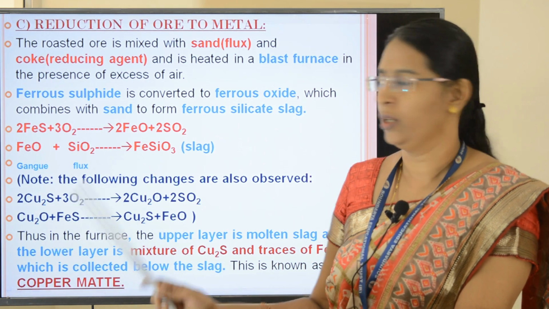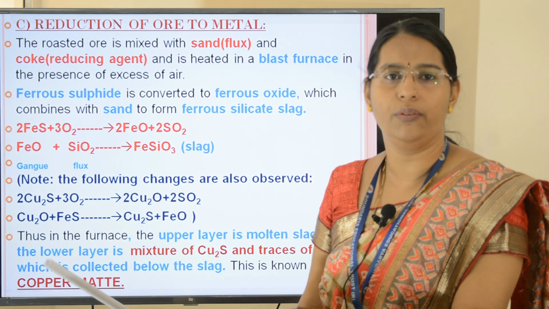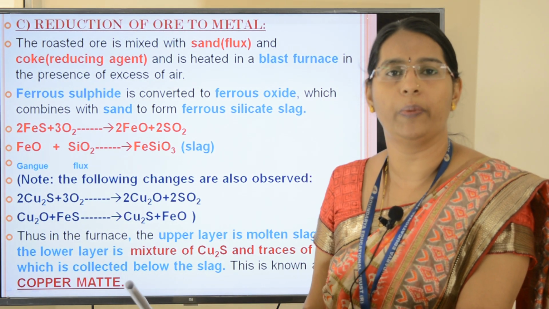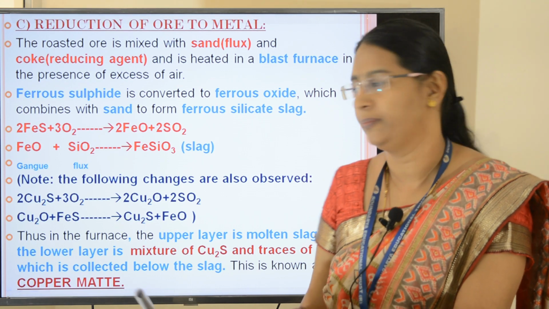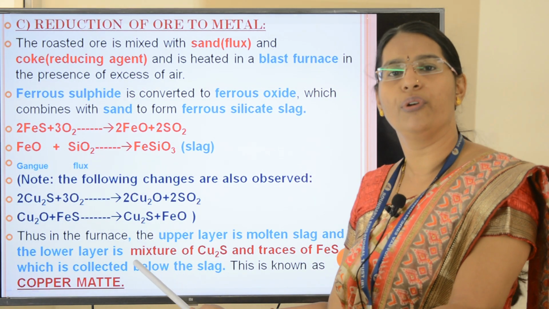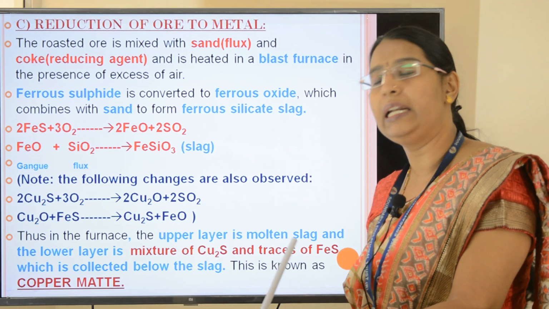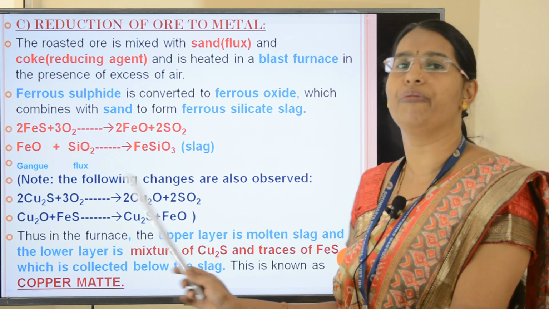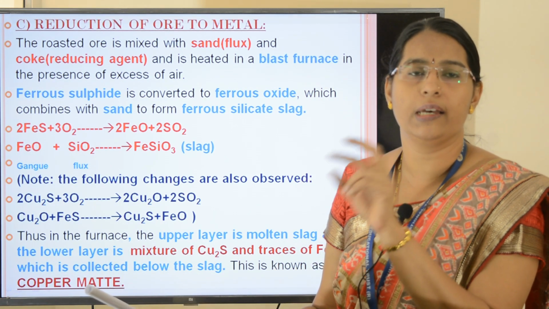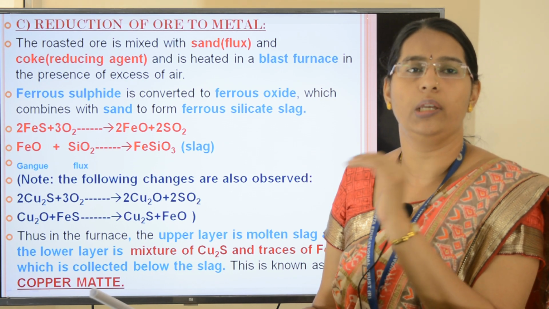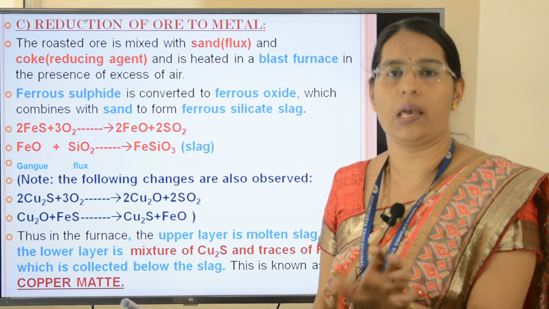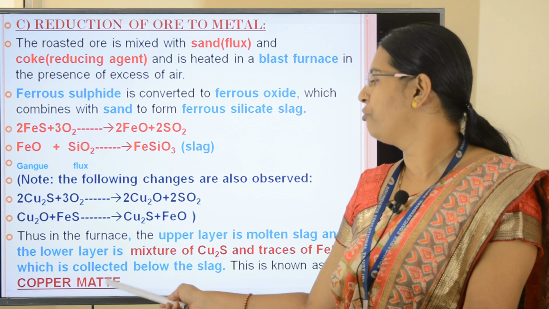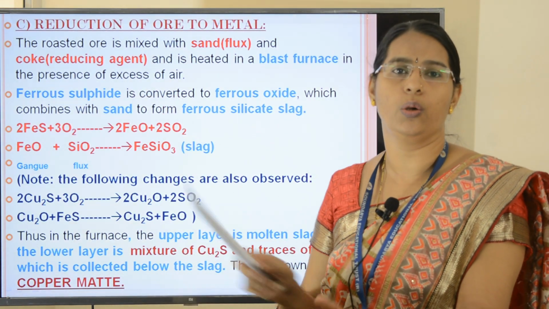So this question is very, very important for 1 mark. What is copper matte, or write the composition of copper matte can be asked in your exam. Copper matte consists of mixture of cuprous sulfide and traces of ferrous sulfide, and that is collected below the layer of slag, and both these layers are separately tapped out using two different tapping holes of the blast furnace. So this is the first step in the reduction, formation of copper matte from the roasted ore.